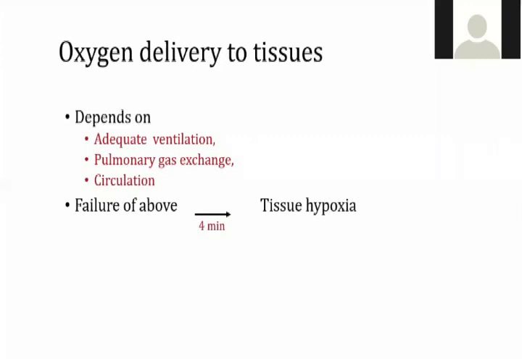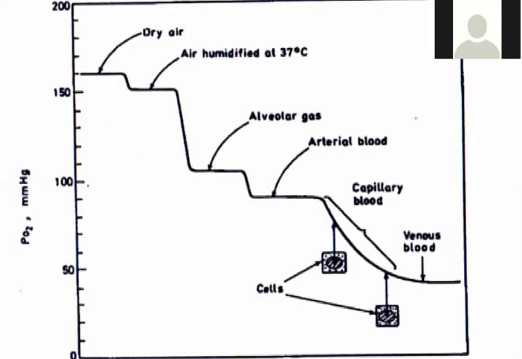So what is the first organ that dies very quickly? The organ that you're really worried about. Brain? Yep, good. And what is this? You all have seen this, isn't it? Oxygen cascade? Yeah, this is the oxygen cascade.